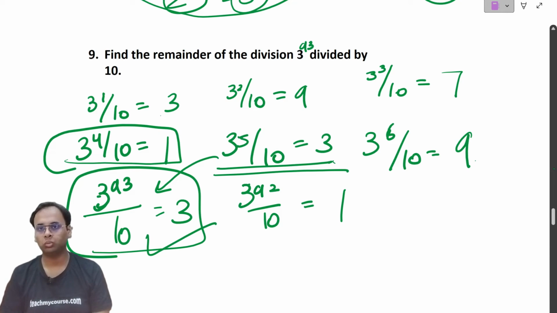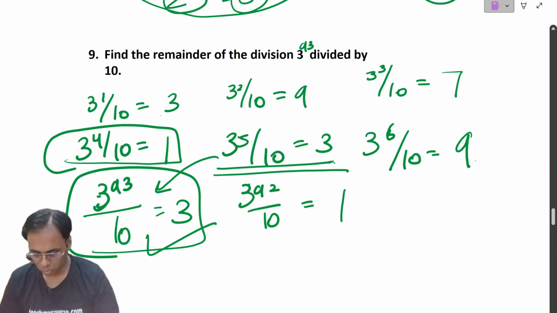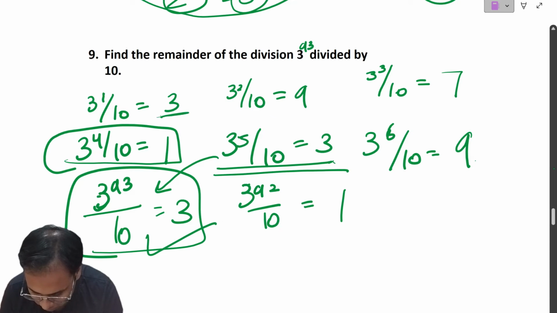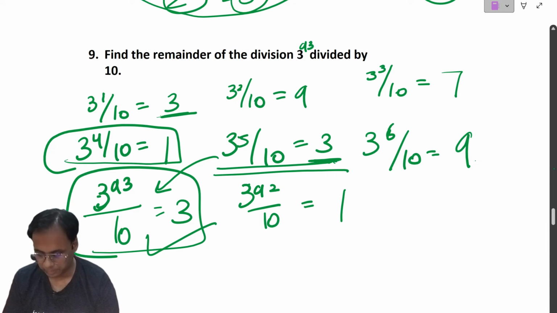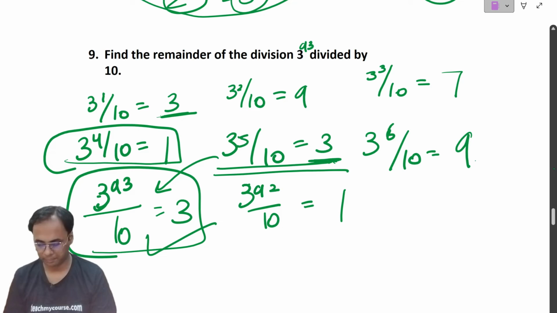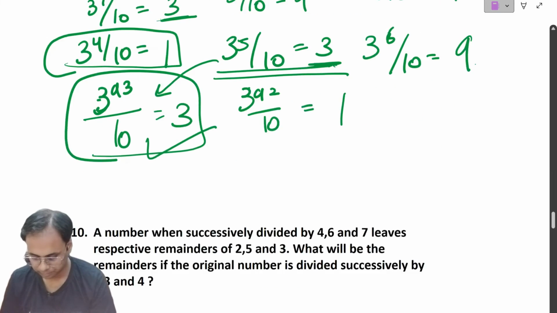This was all to make you understand the concept, because the remainders are getting repeated on a cycle of 4. We need to find out the remainder when 3 raised to the power 93 gets divided by 10. So this is a cycle of 4, and we just find the nearest multiple of 4, which is 92. So we just repeat on the cycle, and this case is applicable in the case of 3 raised to the power 93 by 10. So 3 is the answer.